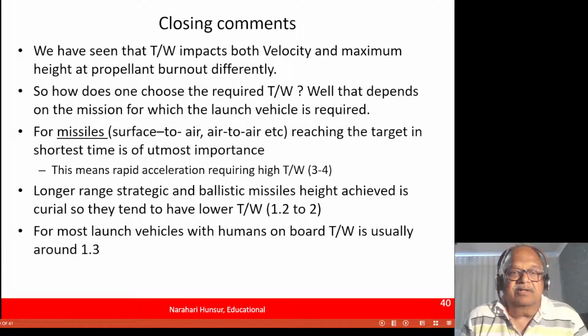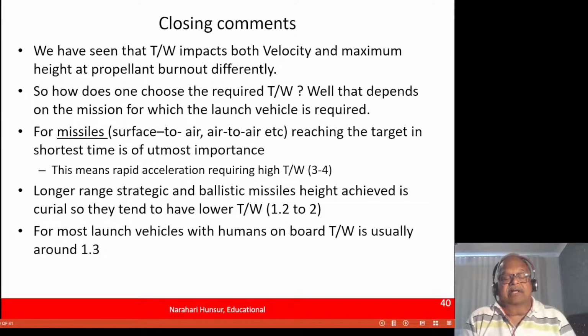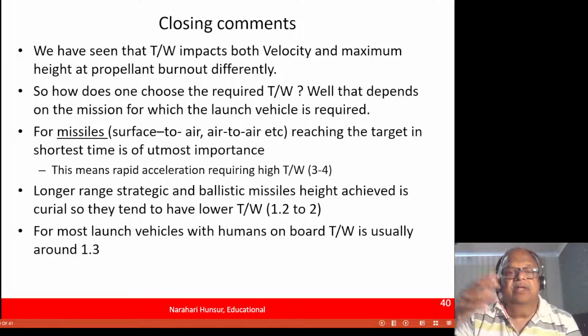This means rapid acceleration requiring T by W of 3 to 4. So that's when you choose, for missiles, a thrust to weight ratio of 3 to 4. For longer range strategic or ballistic missiles, let's say the range is 8,000 kilometers, like Agni 5 and all that, they can't travel all the time in the atmosphere because they will be having a lot of loss. So these kind of missiles normally tend to go outside the atmosphere, and then from the gravitational attraction alone, they follow the ballistic trajectory. So that's the idea.